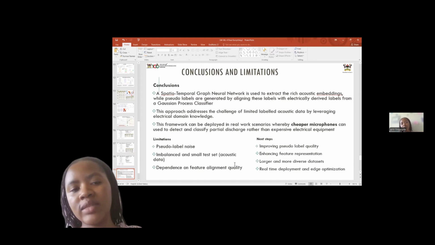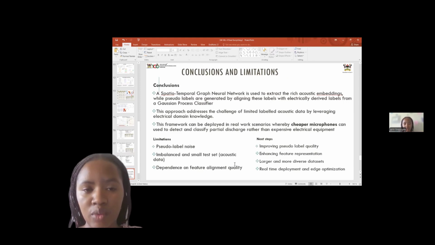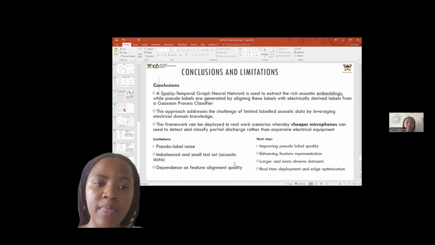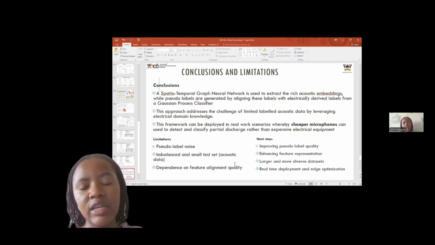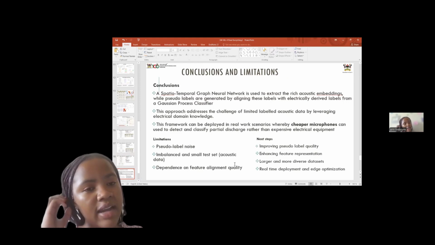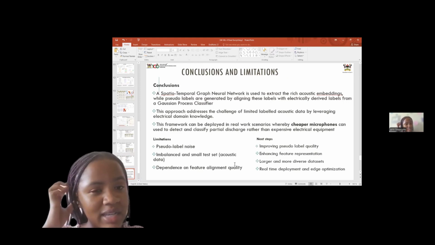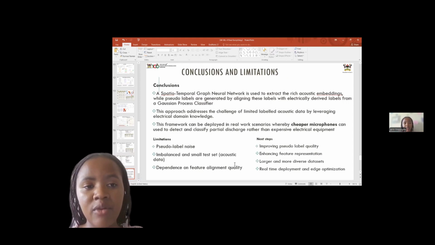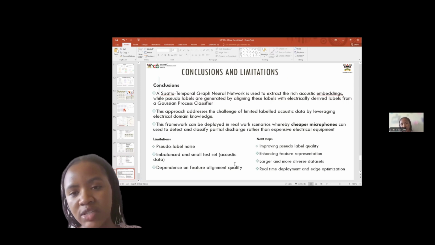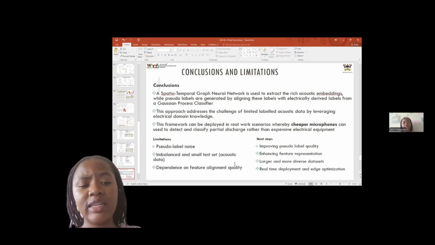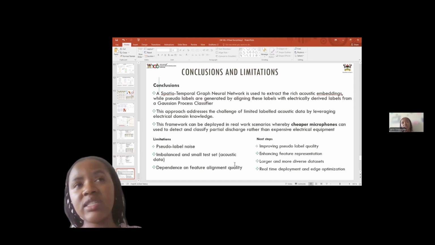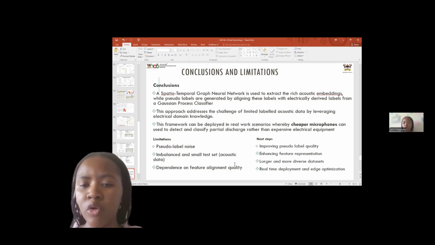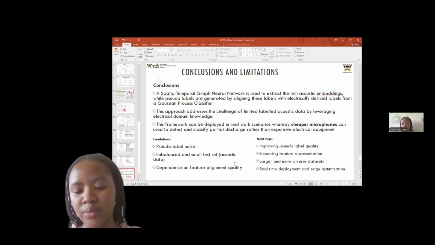So with our conclusions, we see the use of graph neural networks, especially in detecting and localizing where the partial discharge is coming from, and the Gaussian process classifier in classifying the different types of partial discharge. Our limitations are mainly pseudo-label noise and imbalanced and small test data sets. We aim at improving the pseudo-label quality, getting larger, more diverse data sets, and edge optimization.